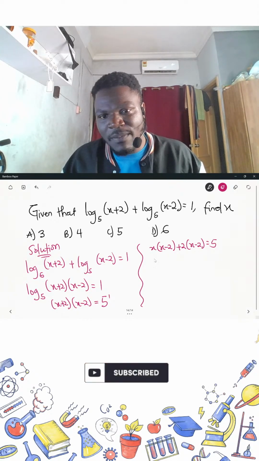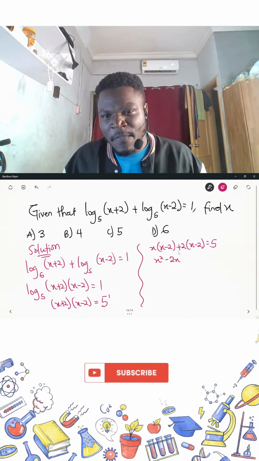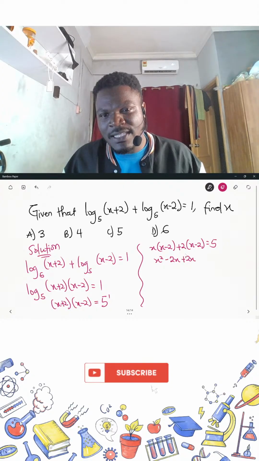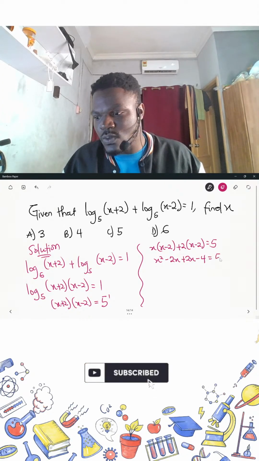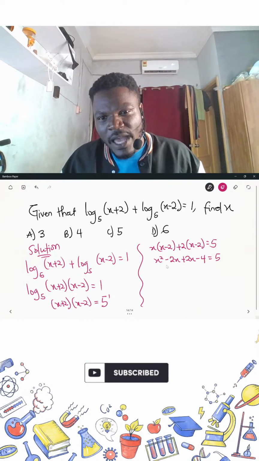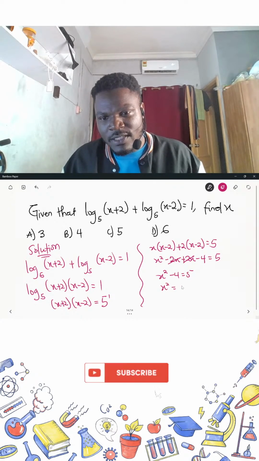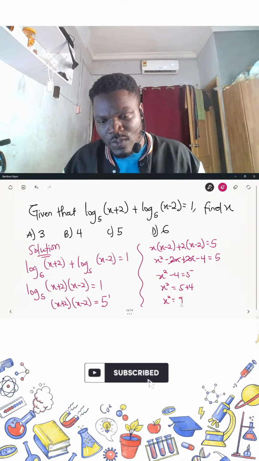So x multiplied by x will give us x squared. X multiplied by negative 2 will give us negative 2x. Then 2 multiplied by x will give us positive 2x. 2 multiplied by negative 2 will give us negative 4, and this is equal to 5. So from here, these two will cancel each other out. So we have x squared minus 4 is equal to 5. So x squared is equal to 5 plus 4. So x squared is equal to 9.